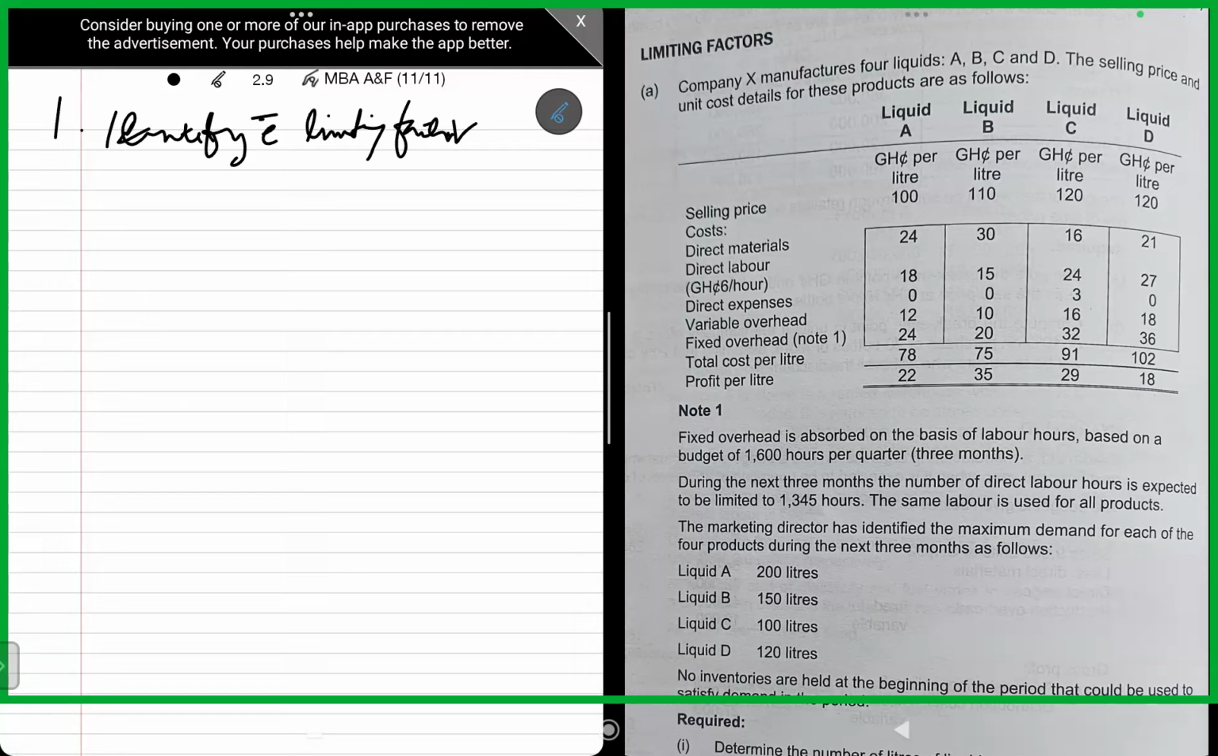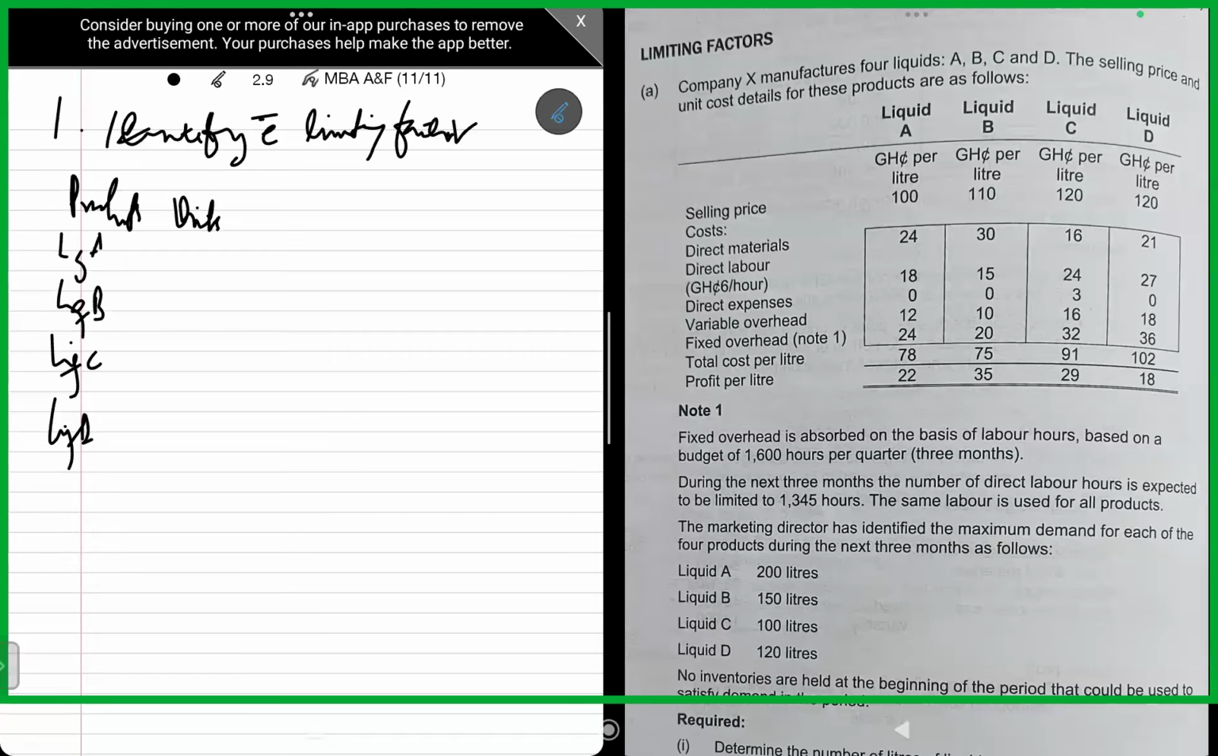So to identify the limiting factor, what you must first do is bring the products. What products are we dealing with? Liquid A, liquid B, liquid C, then we have liquid D. Then we go to the units.